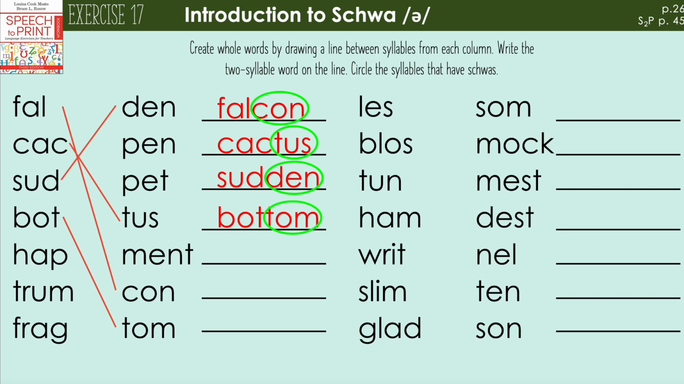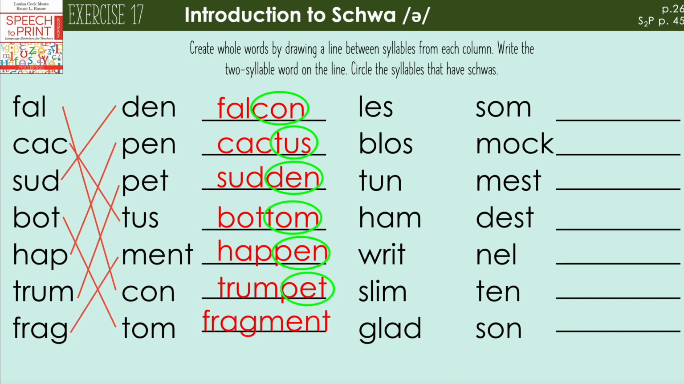Hopefully you'll see something start to occur. Here's happen. Schwa is on the pen. Trumpet. Schwa is on the pet. Fragment. It's a slight I, short I. Fragment. Sounds like M-I-N-T is what it really sounds like. It's at the end.